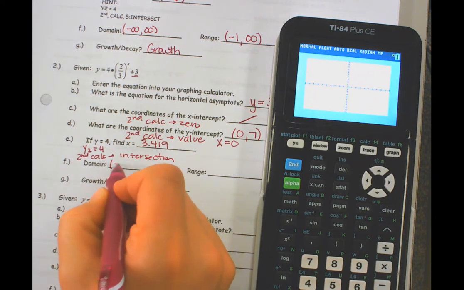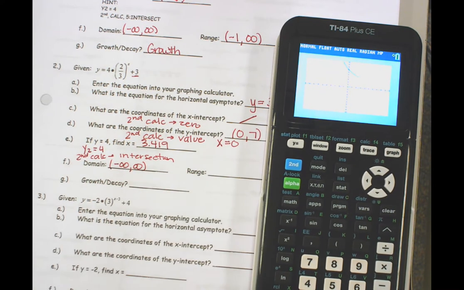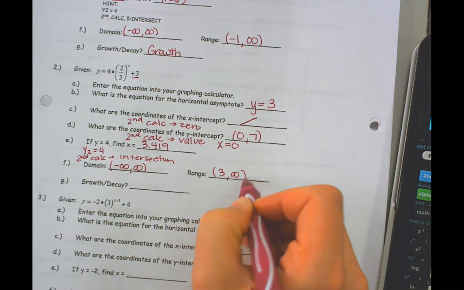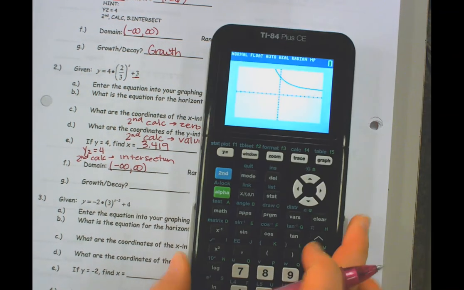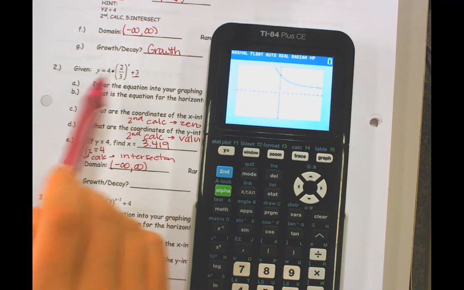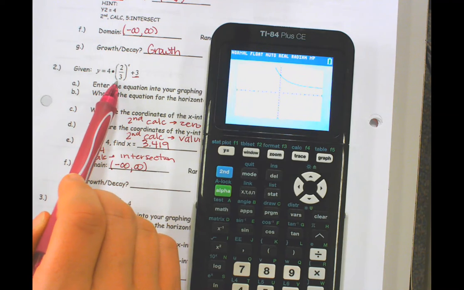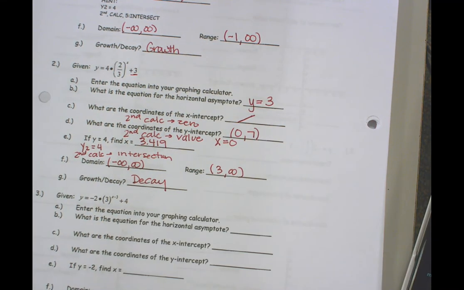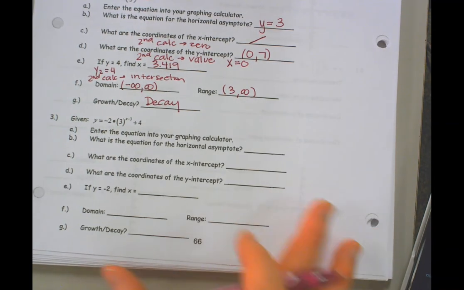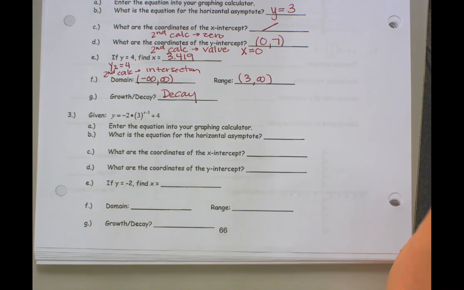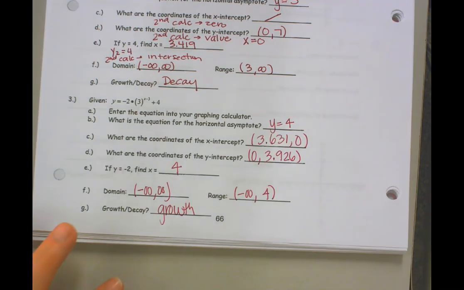Our domain is negative infinity to infinity as always. Our range, with our y-intercept moving up 3, our range moved up 3. And then with growth and decay, because your graph is going down, it's decay, or also what is being raised to your exponent is a fraction less than 1. So we should know that this is exponential decay. All right, go ahead and try number 3. I would pause the video, try to fill out as much of number 3 as you can, and then I'll show you the answers so that you can check them.